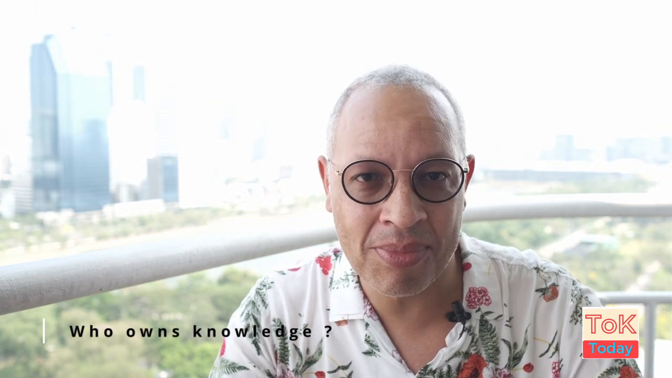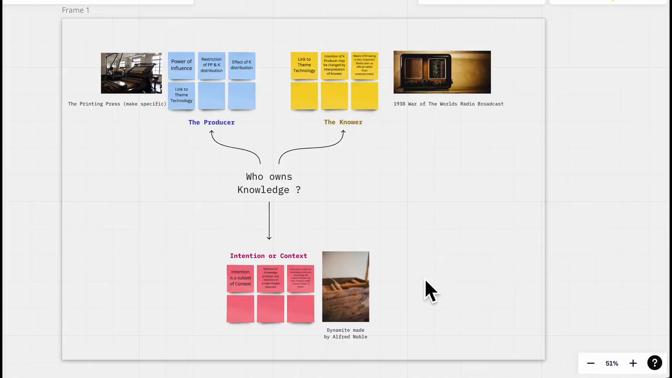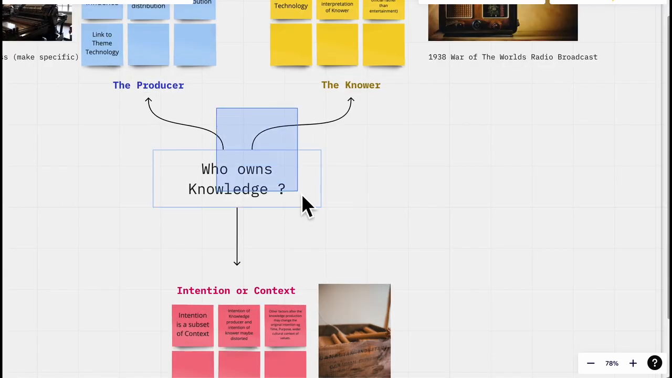So today we're going to have a look at the exhibition prompt, who owns knowledge? It's a pretty straightforward little question. It's really nicely self-contained. Now obviously the thing with this question is that we need to define owns. What does the IB mean by owns? Or more seriously, what do you mean by owns? Because the IB are asking you to define it yourself.